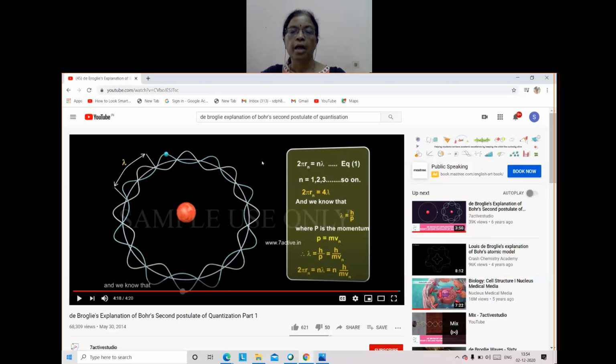And when n equals 5, 5 wavelengths. 2 pi r equals 5 lambda. So 2 pi r must be 5 lambda.